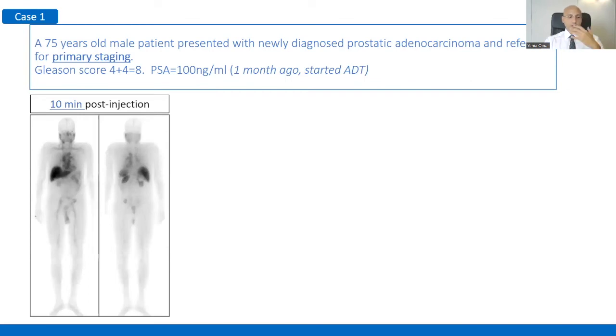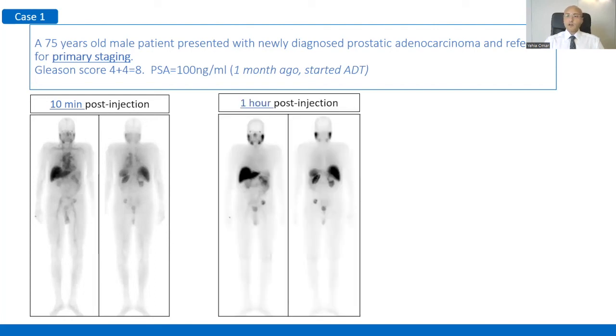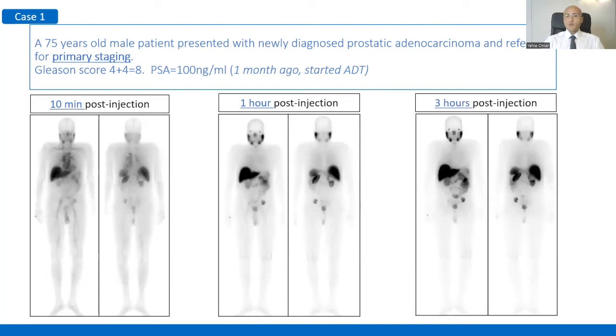As you can see, there's increased activity in the blood pool. That was after almost 10 minutes. And that was after 1 hour post-injection. You can see more uptake in the lesions and more physiologic organ uptake. And that was 3 hours post-injection. And we feel that the most appropriate imaging timing for technetium PSMA for this kit is around 3 hours.